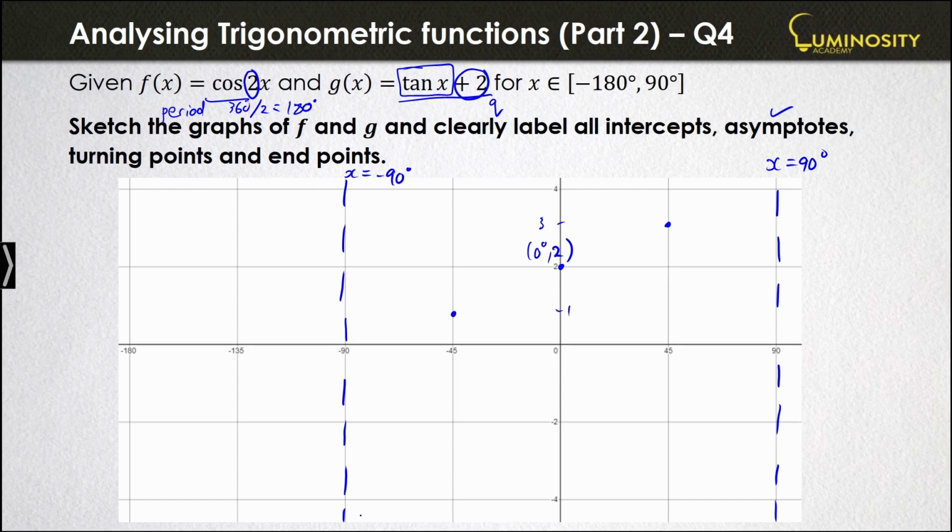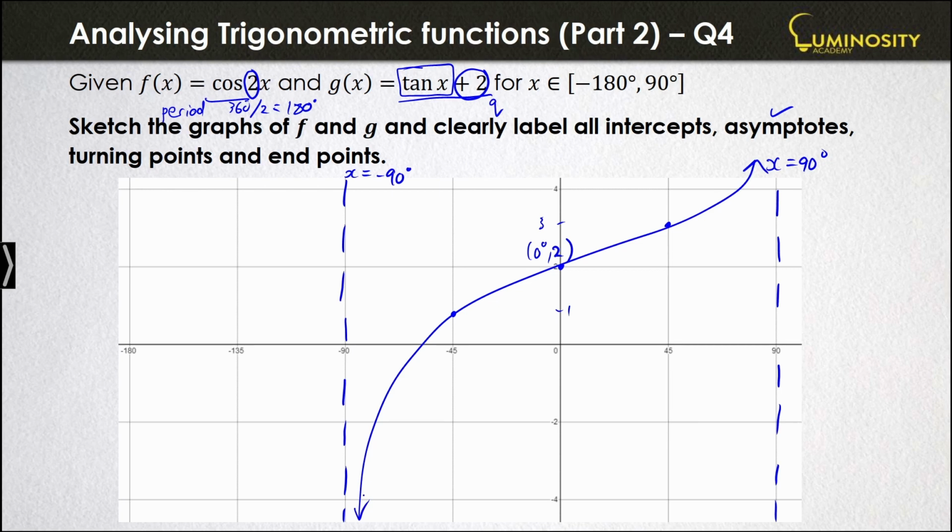So we can actually sketch this graph, and it'll look something like this. Okay, there's a full tan wave. And you can see from negative 90 to 90, that's a full 180 degrees. So there's a full tan wave inside that interval. Okay, and then we can continue.